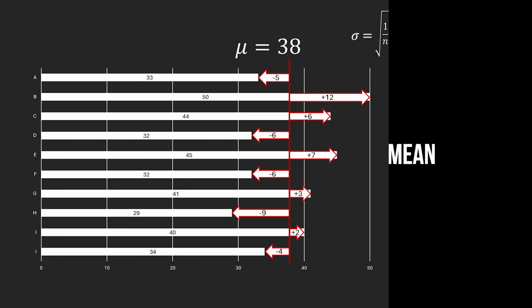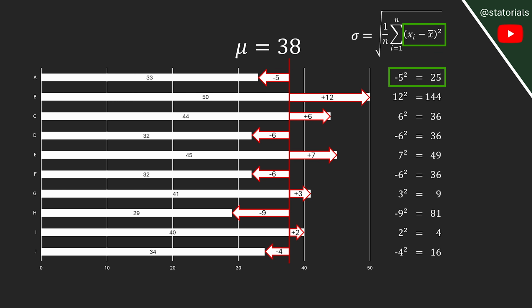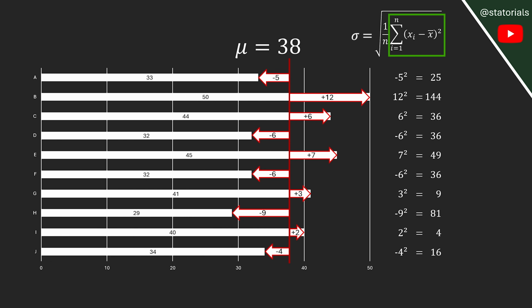The second step therefore is to square those individual differences. -5 squared makes 25. 12 squared makes 144, and so forth. All squared values will obviously be positive. The third step is to sum up those squared differences. 25 plus 144 plus 36 and so on. The sum of squared differences is 436 for my example.